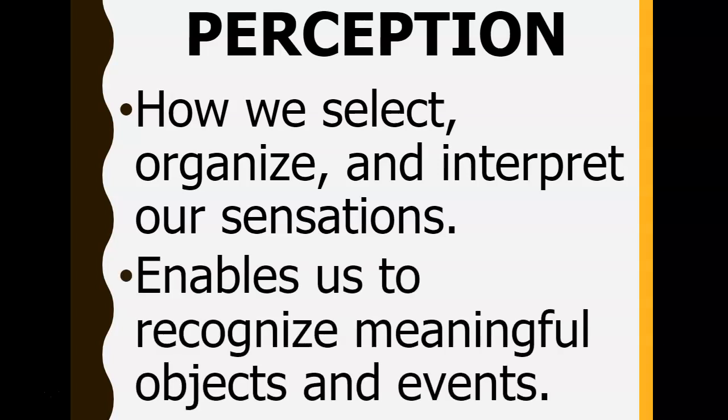And this enables us to recognize meaningful objects and events through how we perceive things. And instead of bottom-up processing like sensation, this is called top-down processing. So we're able to process in our brain first. Perception of stimuli, this is what the brain is trying to figure out, and then we're able to make it meaningful in our lives.